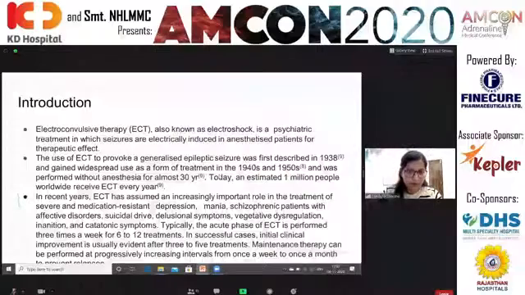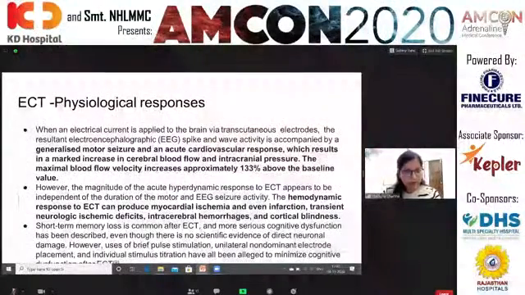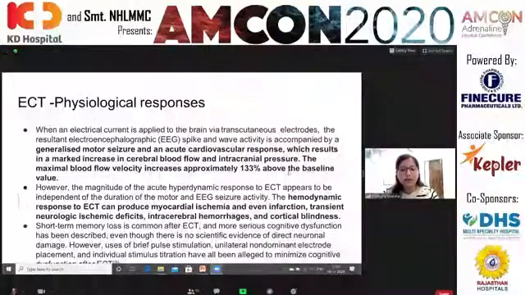So I was talking about how when ECT produces a generalized epileptic seizure, it causes cardiovascular responses and increases the cerebral blood flow and intracranial pressure. The blood flow velocity also increases by 133% above the baseline value. It also produces hemodynamic responses like myocardial ischemia and even infarction, transient neurological ischemic deficits, intracerebral hemorrhages, and cortical blindness. Next slide, please.